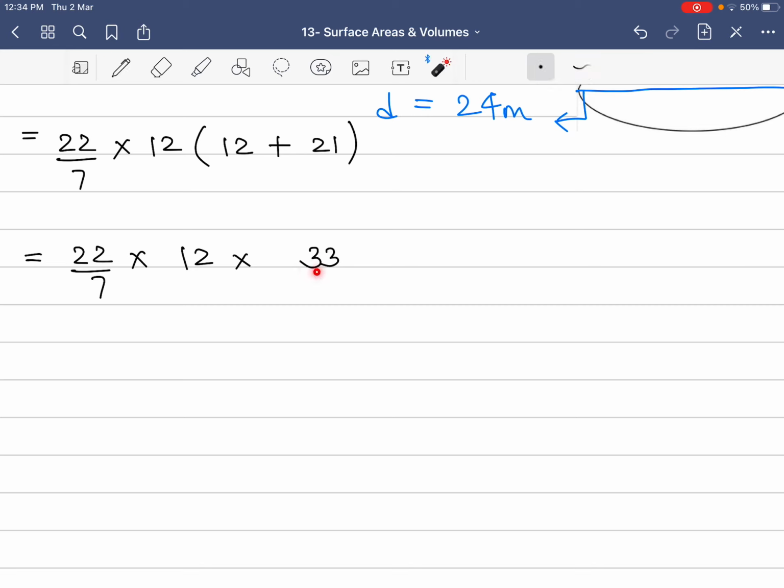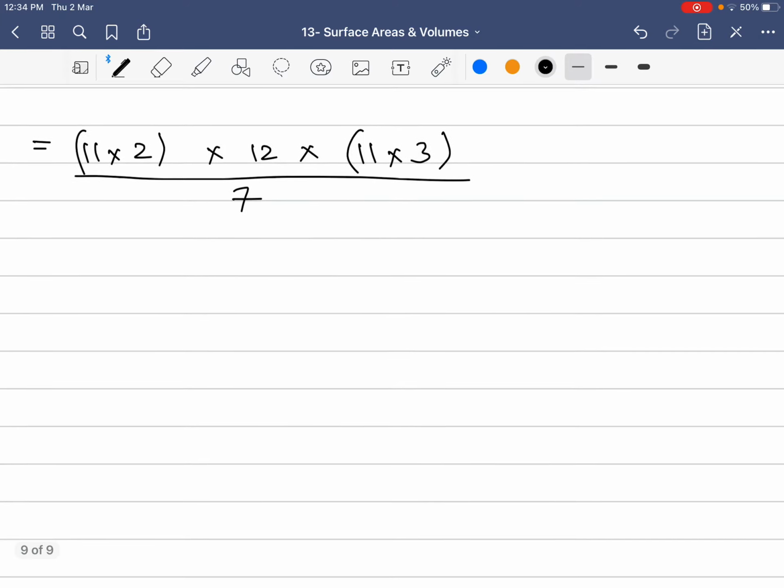So none of these are divisible by 7. So what we can do is directly do these multiplications. Let's do this multiplication first and then divide the product by 7. So let us simplify a bit. So this will be 11 into 2, 22 into 12 into, this will be 11 into 3. And this whole divided by 7.